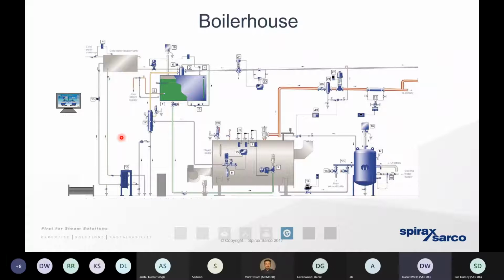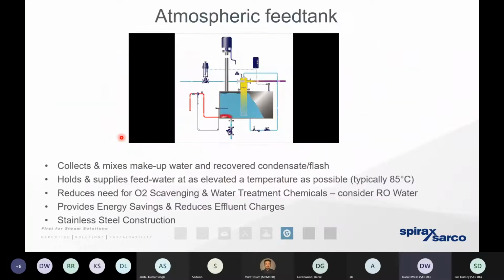So moving on from the boiler, one of the most important components in the boiler house is what we refer to as the atmospheric feed tank, or also known as the hot well. And this is where we want to recover all of that valuable hot condensate to. And we'll put a little bit of chemical water treatment into the condensate as well, just to make sure it's in the correct condition for going back into the boiler.